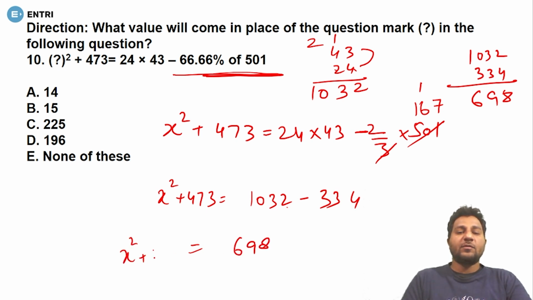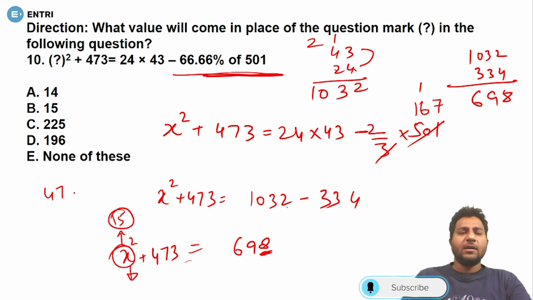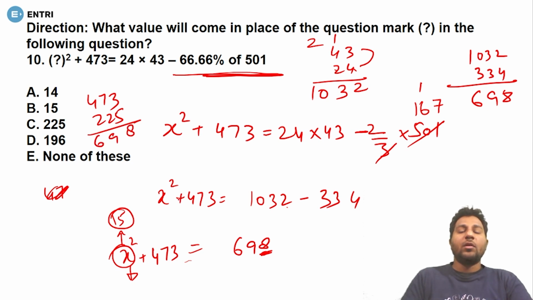X square plus 473. Now it is clear that if we put 5 in the unit place of this number square, then we can get an addition of 698. Otherwise we won't be getting it. So let's say that the x value is 15. If we are adding 225 to 473, the whole option will be matched. That means the value of x will be 15. So you need to be smart enough to deal with such kind of situations.